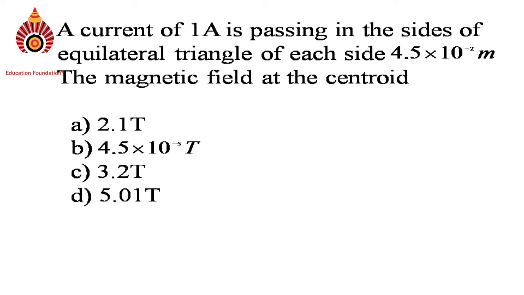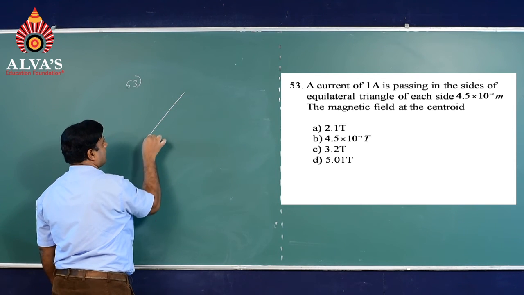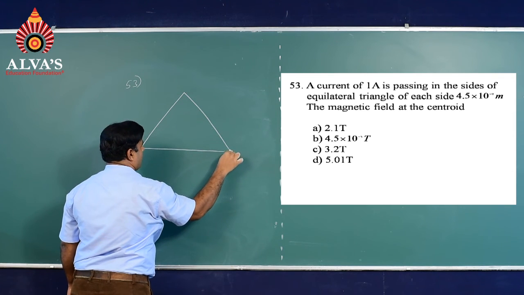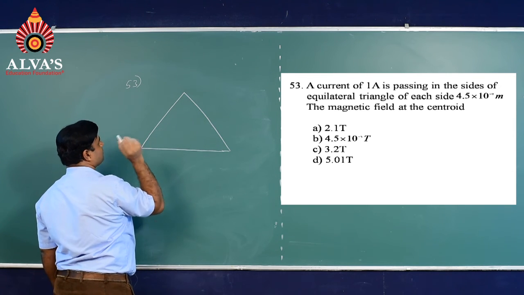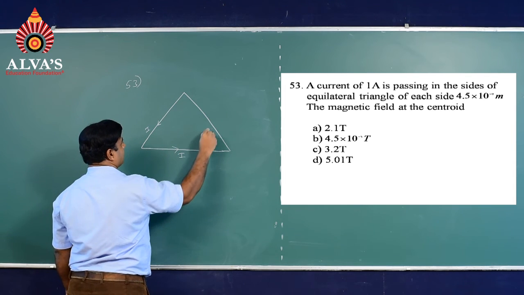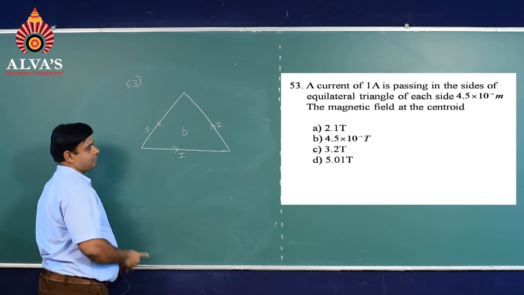A current of 1 ampere is passing in the sides of an equilateral triangle of side 4.5 into 10 to the minus 2 meter. The magnetic field at the centroid is? An equilateral triangle is given, all the three sides are equal which carry current I. Find out magnetic field at the center.